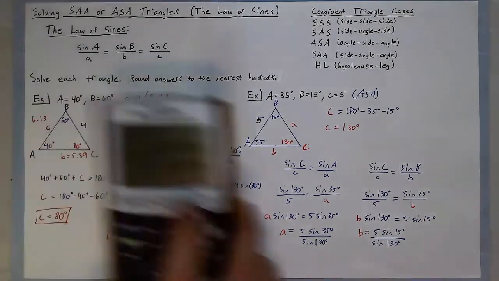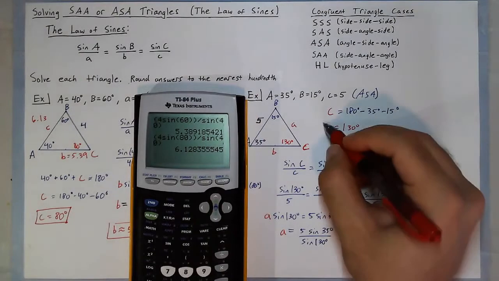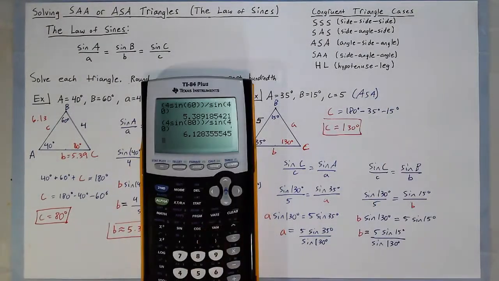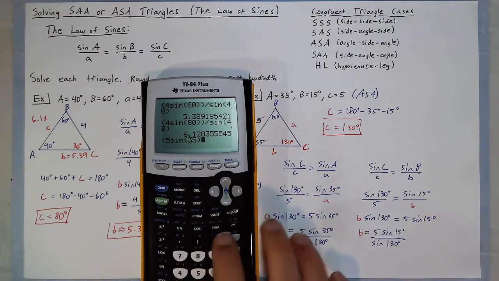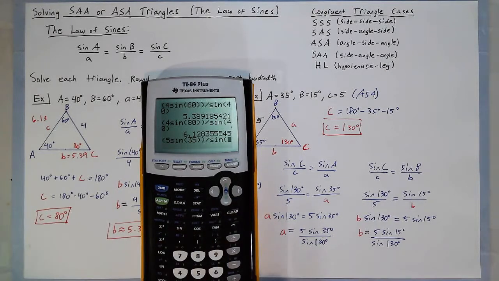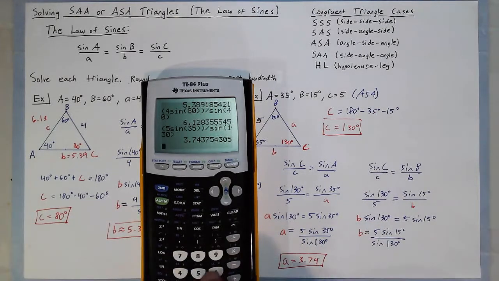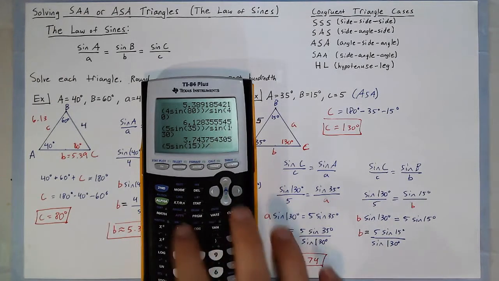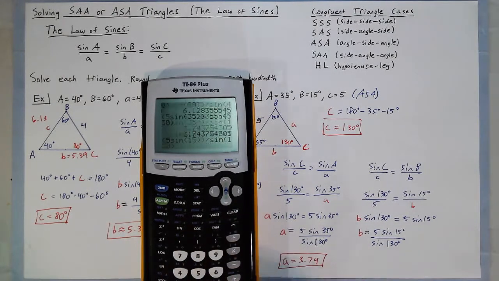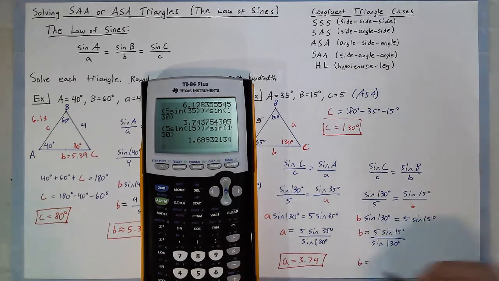And to find out what those side lengths are equal to, I'll plug in these expressions into my calculator. So 5 sine of 35 divided by sine of 130 would be 3.74 for A. And for B, I'll get 5 times sine of 15 degrees divided by sine of 130 degrees. That gives me B is equal to 1.69.